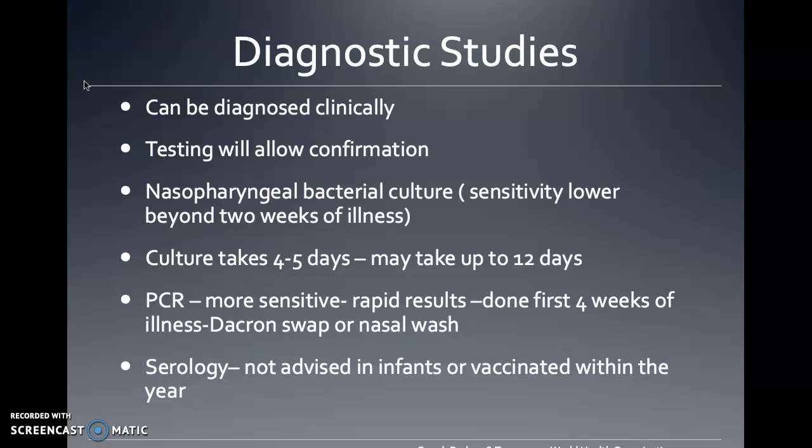Culture sensitivity is lower after 2 weeks, and results may take up to 4 to 5 days or even 12 days. PCR is the more preferable test. It's more sensitive, with rapid results, and done within the first week of the illness. Serology is not advised, especially in infants or in individuals vaccinated within the past year.